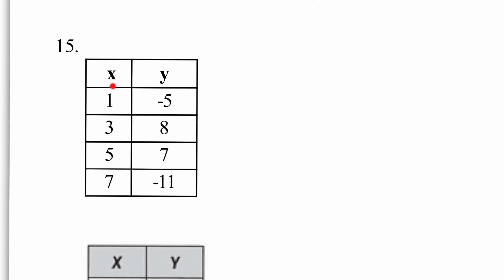So in the x values, x's cannot repeat. X's cannot repeat. So I'm looking at the numbers and they are not repeating. So this is a function. Yes, it is. The y values can repeat, but not the x's. X's cannot repeat, so it is a function.